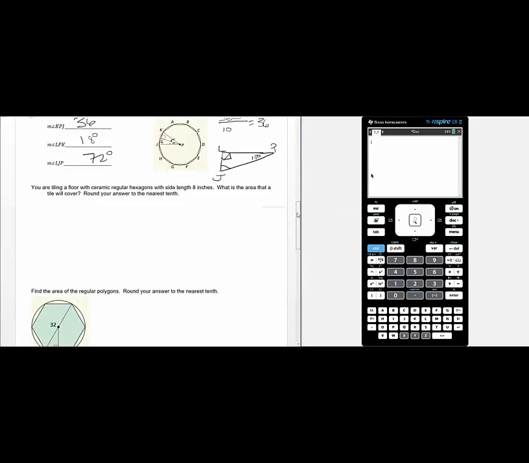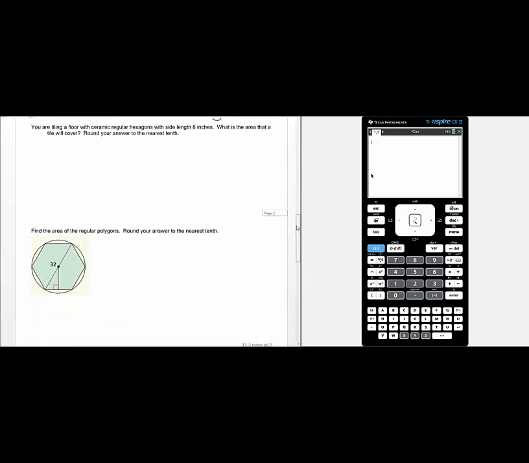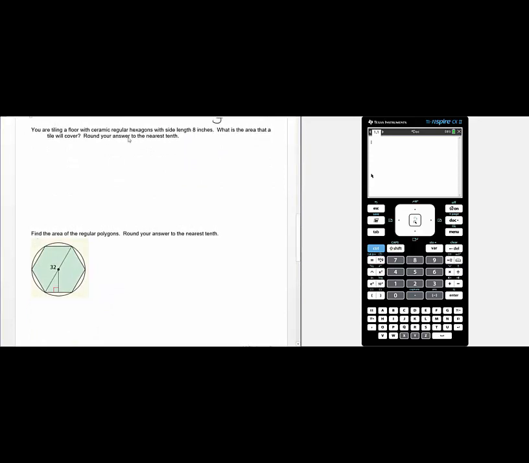So, our first regular polygon question here. We are tiling a floor with ceramic regular hexagons with side lengths of 8 inches. What is the area that the tile will cover? Round your answer to the nearest tenth. Don't have a picture, so always start by drawing a picture. Even if it's a bad picture like mine, step one is always draw a picture. And I'm going to label this picture. I know this is a regular hexagon, so all these sides are the same length, and they're all 8 inches.